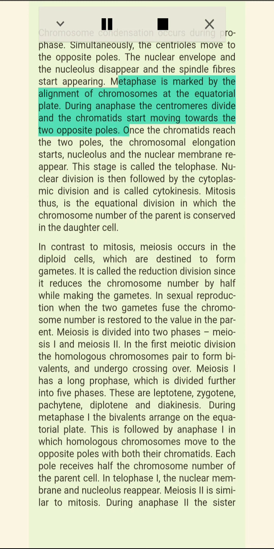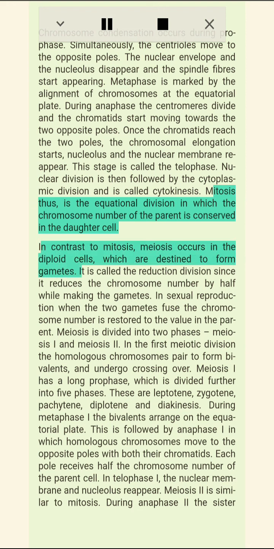Metaphase is marked by the alignment of chromosomes at the equatorial plate. During anaphase, the centromeres divide and the chromatids start moving towards the two opposite poles. Once the chromatids reach the two poles, the chromosomal elongation starts, nucleolus and the nuclear membrane reappear. This stage is called the telophase. Nuclear division is then followed by the cytoplasmic division and is called cytokinesis. Mitosis, thus, is the equational division in which the chromosome number of the parent is conserved in the daughter cell.